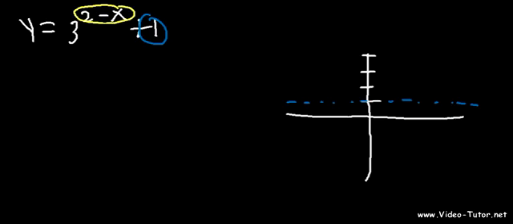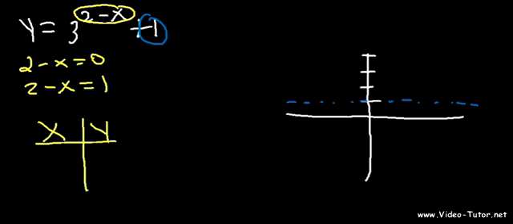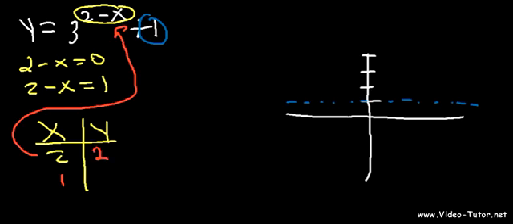Next, set the exponent equal to 0 and 1, and then solve for x, and then make a table. So if we add x to both sides, we get 2. For the other one, 2 minus 1 is 1, so x is 1. Now, if we plug in 2 for x, 2 minus 2 is 0, 3 to the 0 power is 1, 1 plus 1 is 2. And if we plug in 1 for x, 2 minus 1 is 1, 3 to the first power is 3, 3 plus 1 is 4.